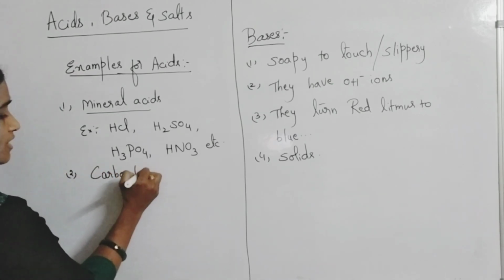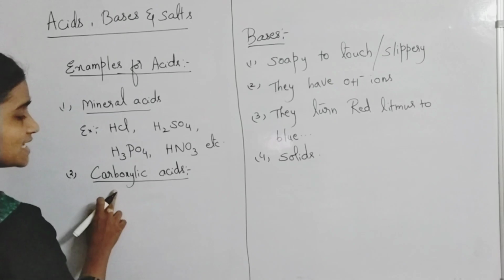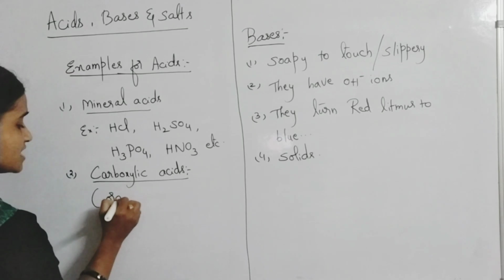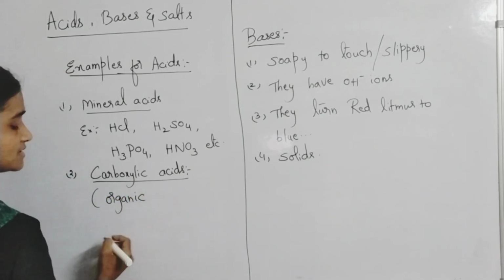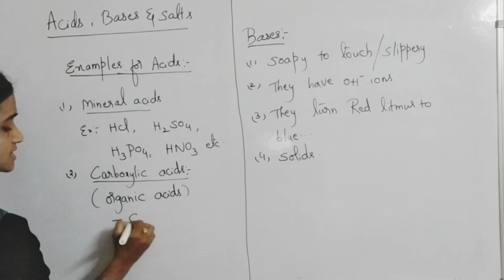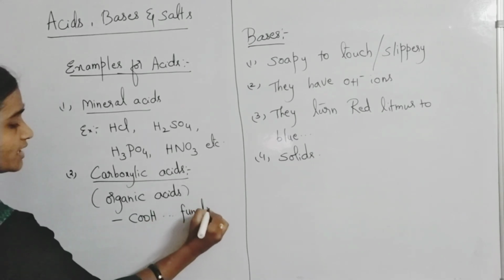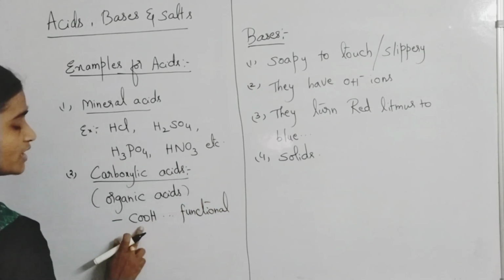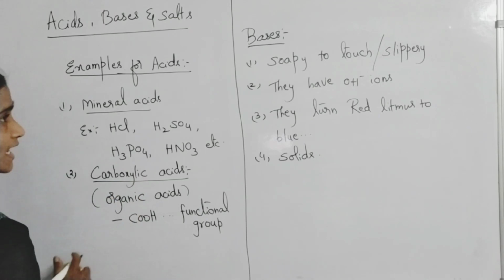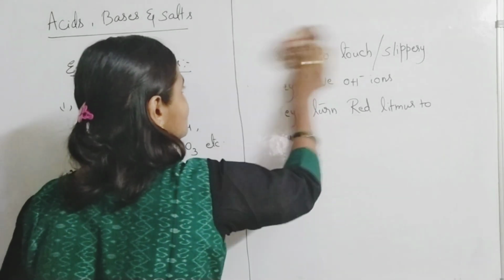The second type of acids are called carboxylic acids. These carboxylic acids are considered to be organic acids, which have COOH as a functional group. Organic acids where COOH is the functional group of that organic compound are called carboxylic acids. You can take the example of formic acid.